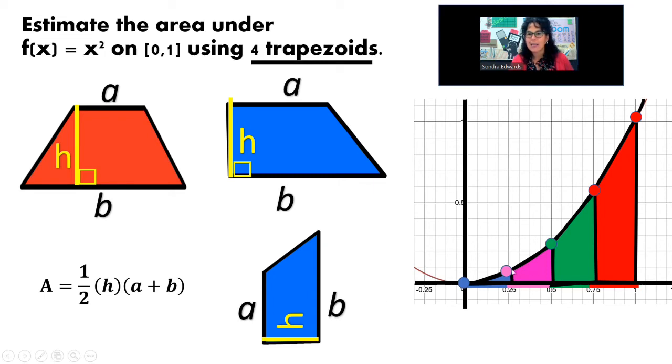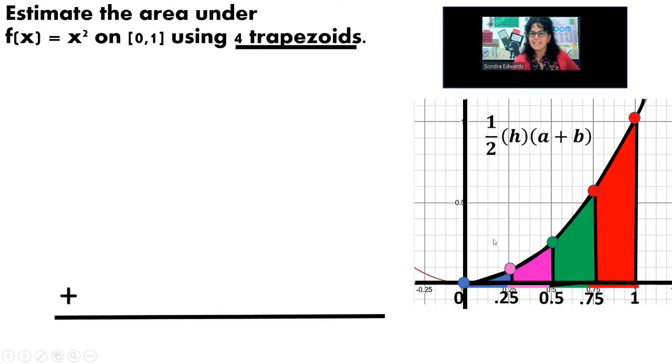this length right here and this length or lack thereof, those are the bases, and then the distance between here and here, that's the height. Let's go ahead and put it in action. Finding the area of the trapezoid, this red one, I'm just calling it T4 for trapezoid.